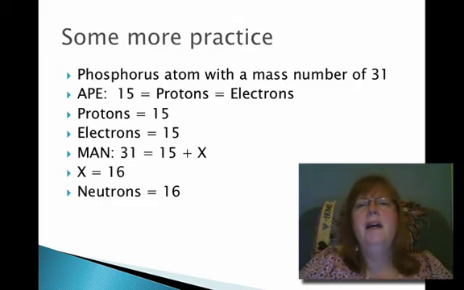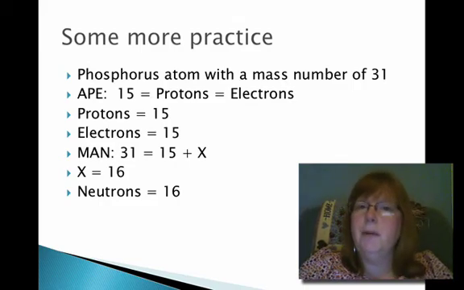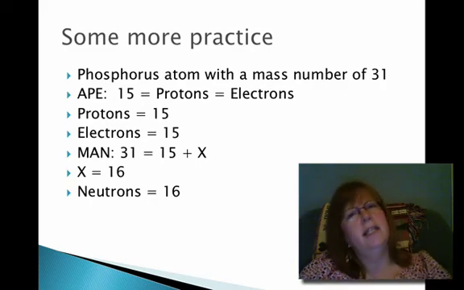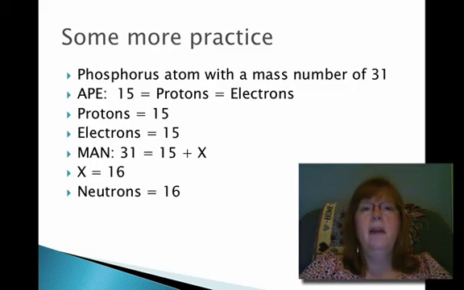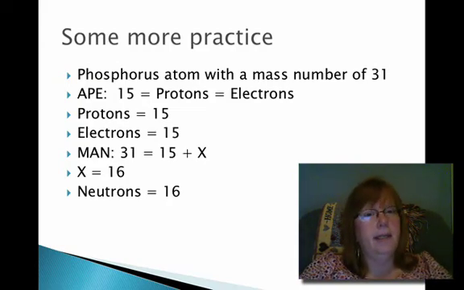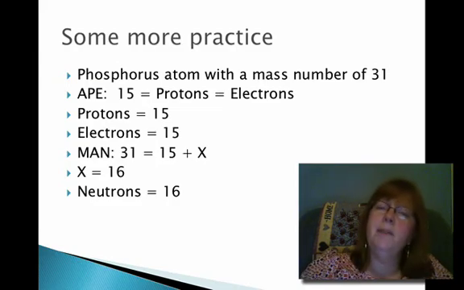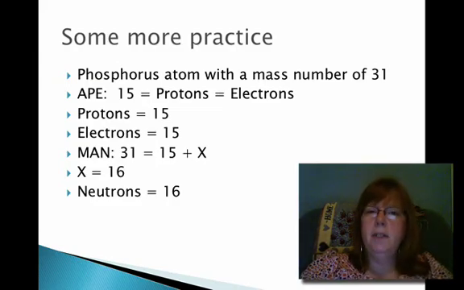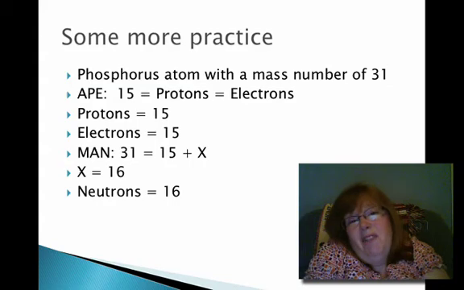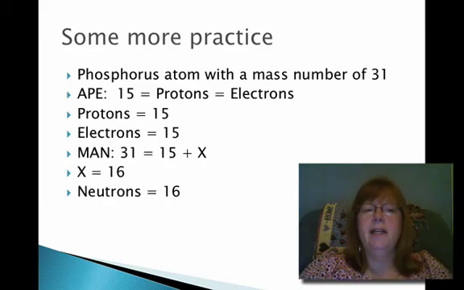Let's try some more. A phosphorus atom has a mass number of 31. Well, according to ape, we have 15 protons. Look at the atomic number on your periodic table. That equals our number of electrons, because we're talking about a neutral atom. Now, what about our number of neutrons? That's where the man comes in. Our mass number was 31, and it's equal to our atomic number 15 plus however many neutrons we have. So I made it an x. When I solve for x, I get 16. Phosphorus-31 has 16 neutrons.